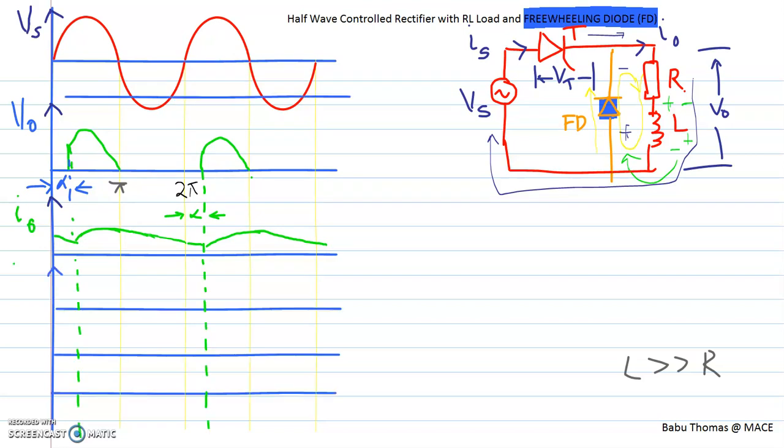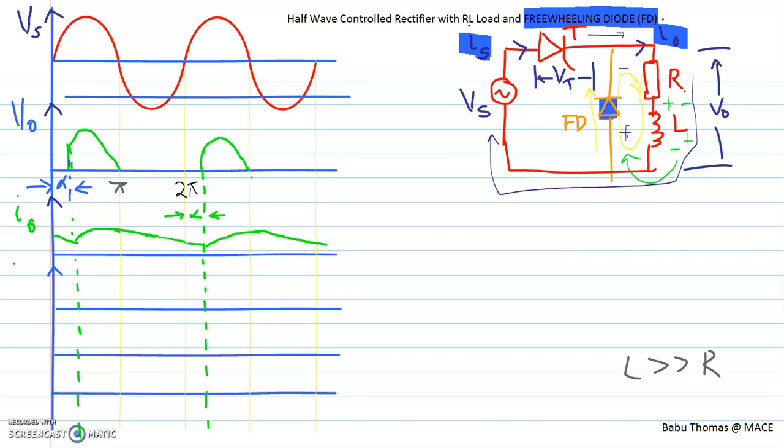Now we need to plot the source current IS. You can see here that this IS is not the same as your current I naught, because I naught will be continuously conducting through the freewheeling diode. During that time, IS will not be there because the thyristor is in the off state. So in a freewheeling diode condition, the source current will never be the same as your load current, because the output current will be freewheeling through your freewheeling diode. This IS will be flowing only when your thyristor is in the on condition.